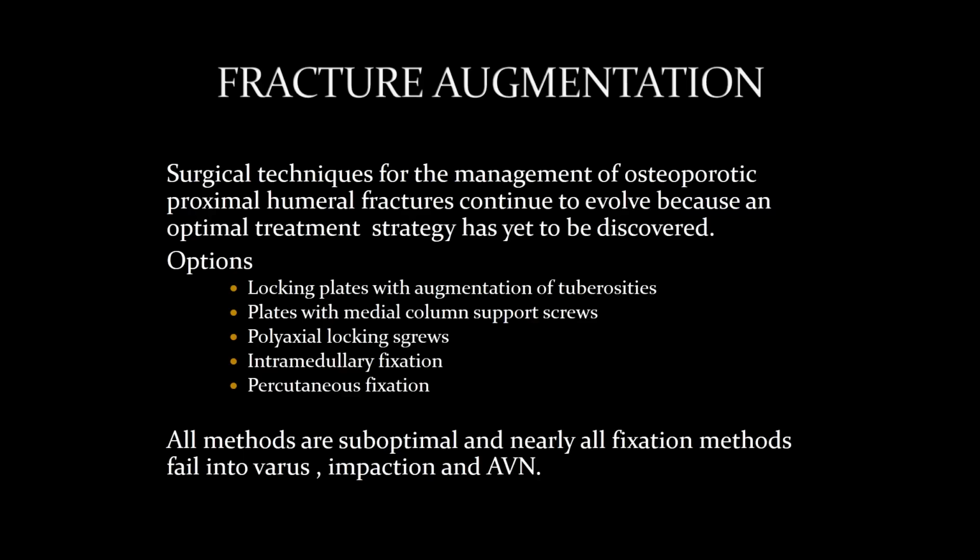So options for treatment are locking plates with augmentation of the tuberosities. We can have plates with medial column support screws. We can have polyaxial locking screws, intramedullary fixation, or percutaneous fixation. But all of these methods of fixation without augmentation generally tend to fail into varus, impaction, and subsequent avascular necrosis.